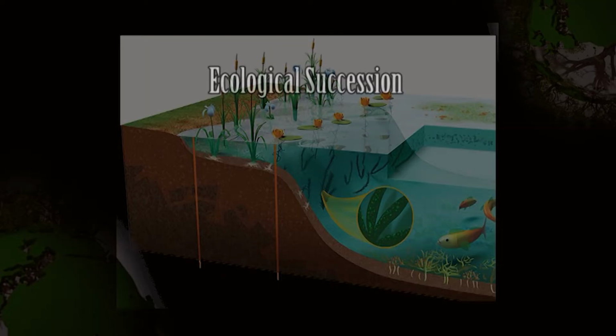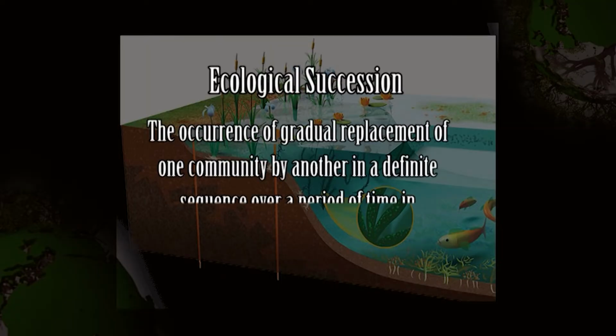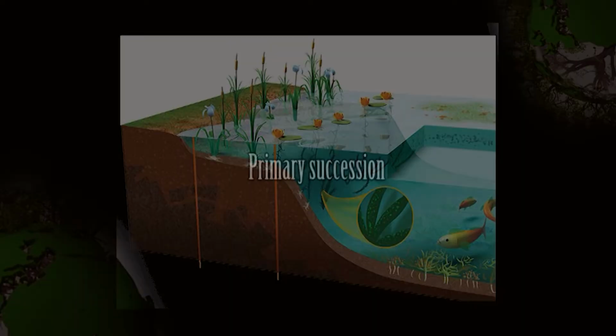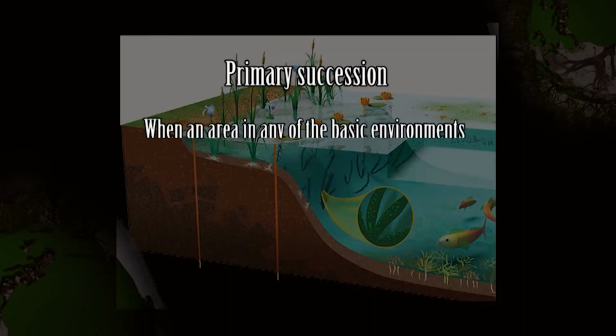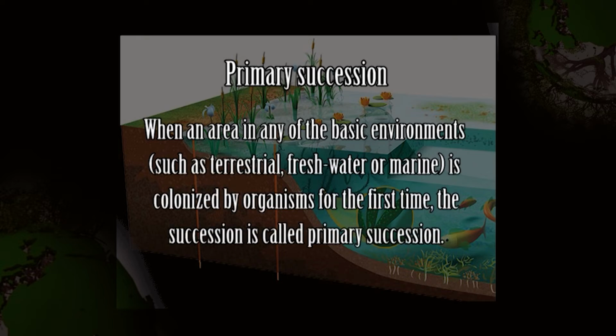Let me first introduce you to ecological succession. Ecological succession may be defined as the occurrence of gradual replacement of one community by another in a definite sequence over a period of time in the same area. There are different types of ecological succession and one of the types is primary succession. When an area in any of the basic environments such as terrestrial, freshwater or marine is colonized by organisms for the first time, the succession is called primary succession.